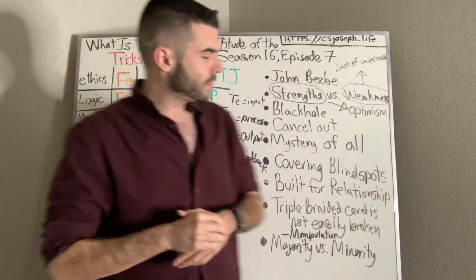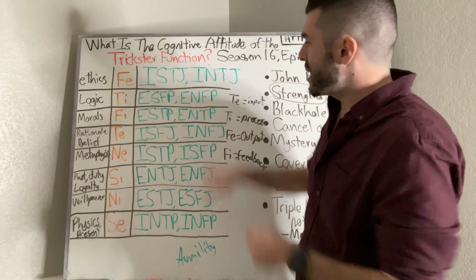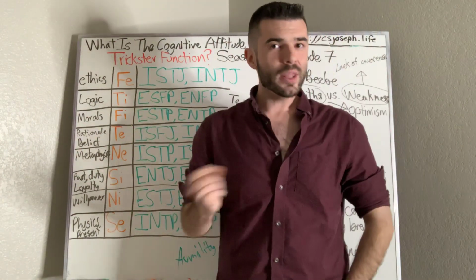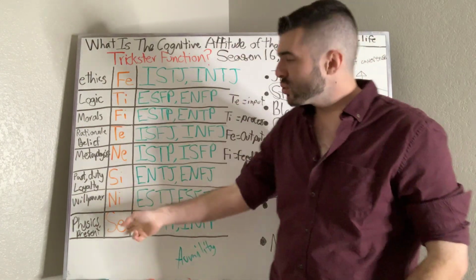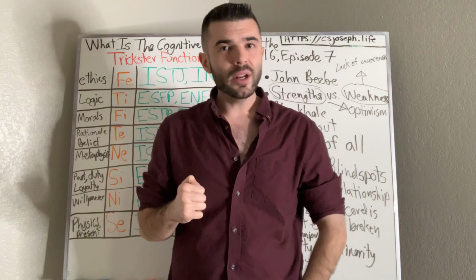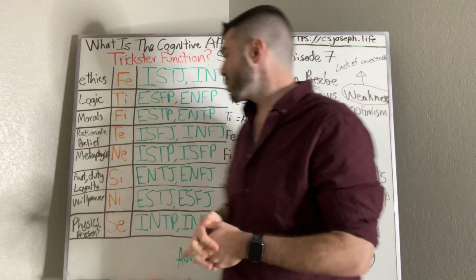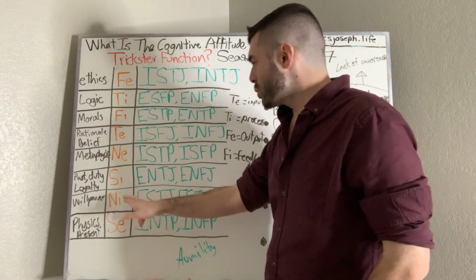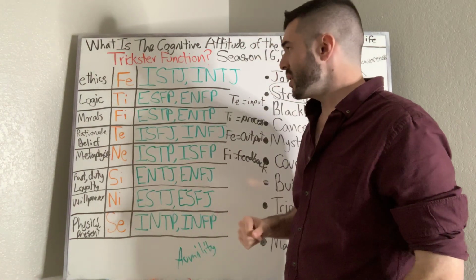And then majority versus minority. Think about it this way. The trickster functions, guess what? Some of these types here in green are more common than others. What does that mean? Well, that means some of these trickster functions are more common than others, which means certain parts of our race, the majority of our race, for example, has NI-trickster, the majority of our race has TE-trickster, right?